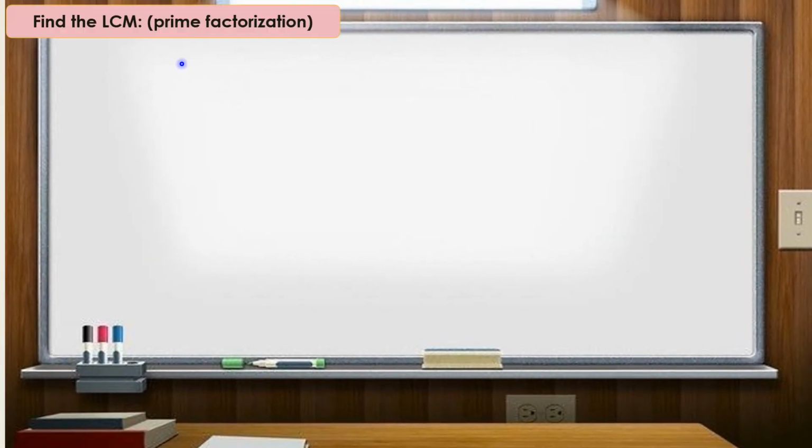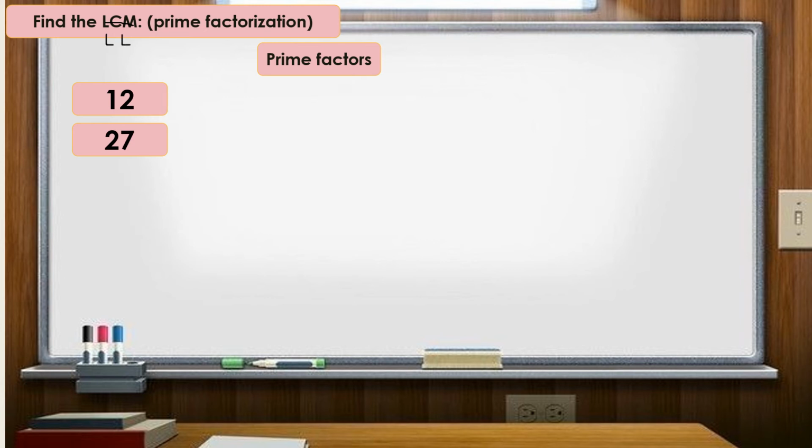Another method is prime factorization. So, if you may see 12 and 27, first again, just like in GCF, oh, I'm sorry, that is not GCF, that is LCM. I'm sorry for that. LCM. Okay, so that is not GCF.